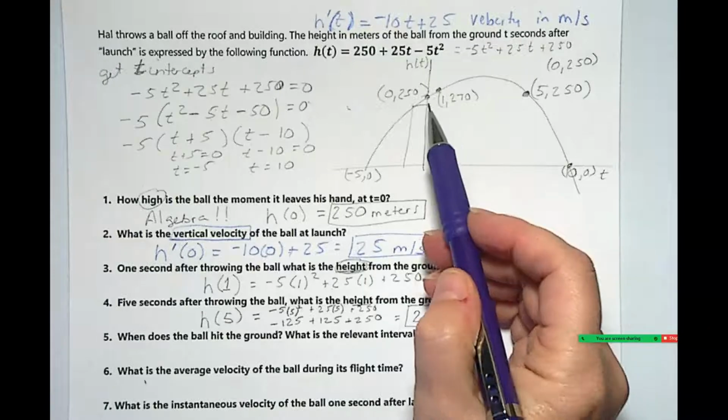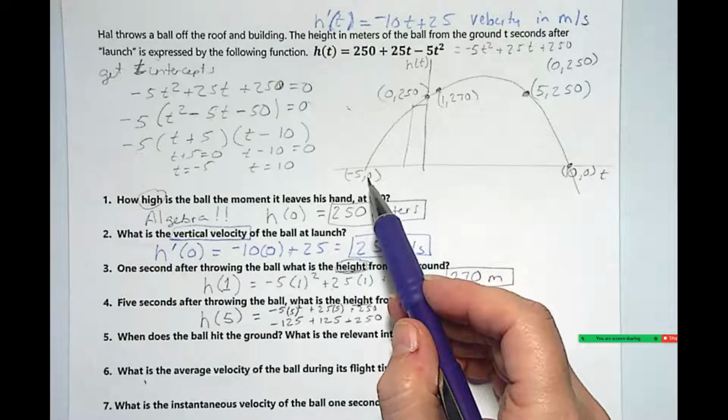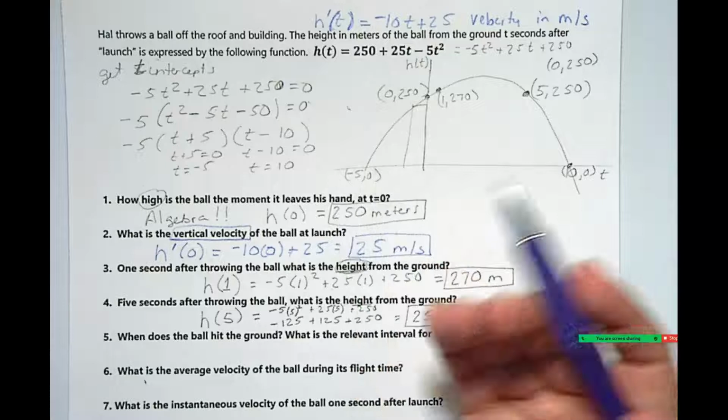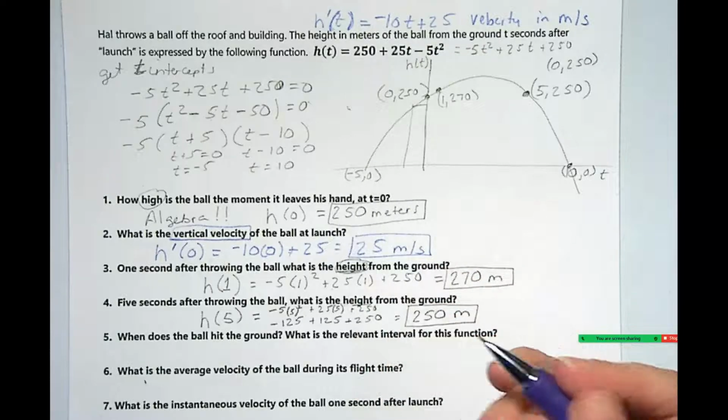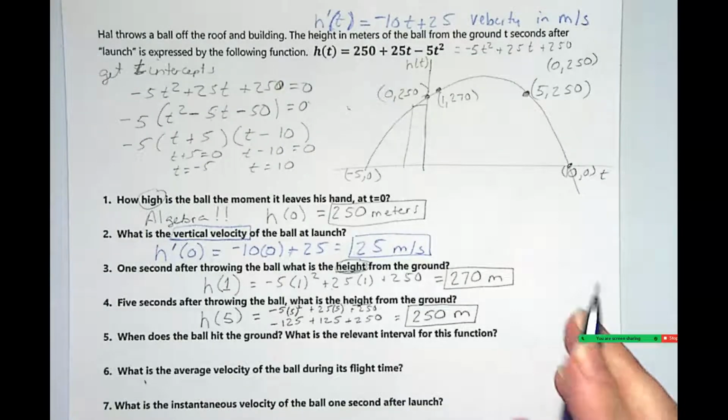Like, this is where Hal's hand is when it launches. This is where it lands. And what's this one? Does this matter at all? Nope. Okay, it's before anything happens. Like, at 5 seconds beforehand, he was probably standing on the roof freaking out and afraid of heights. I don't even know. So, all right.